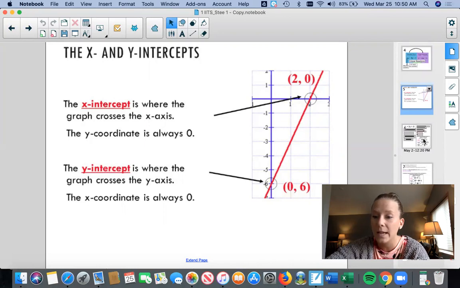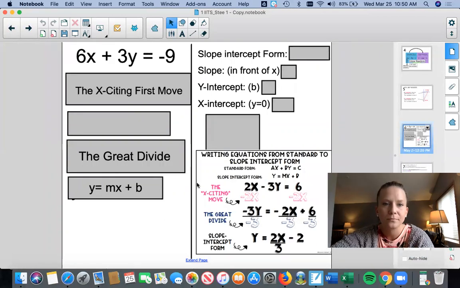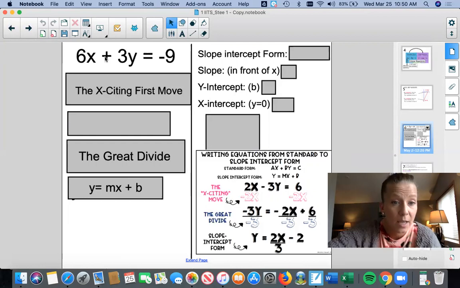Okay, so here's my example for you. I'm going to move my head over a little bit. Here is our standard form. So we have 6x plus 3y equals -9. So I have an A, which is positive, it's 6. My B is 3, and my C is -9. Okay, that's in standard form. So our job is to turn it into slope-intercept form, y equals mx plus b.